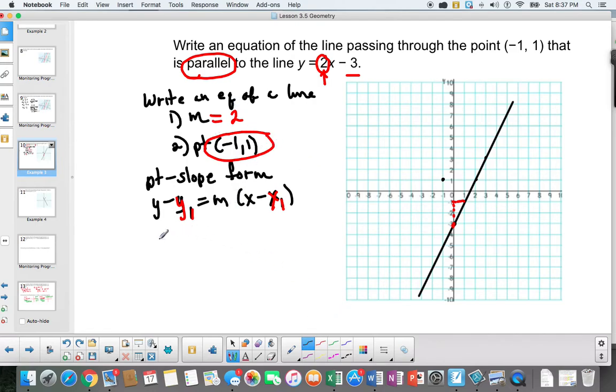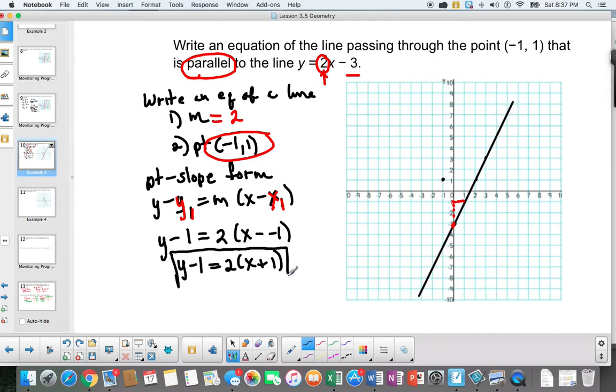So now I'm going to put all those values in. And I'm going to put 1 in here. My slope is 2. And this is x minus, and then this is my -1. That's x sub 1. And now I'm going to simplify, make it look a little nicer. And this is the answer. This is the equation in point-slope form.